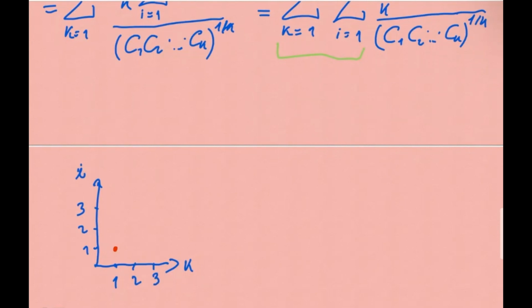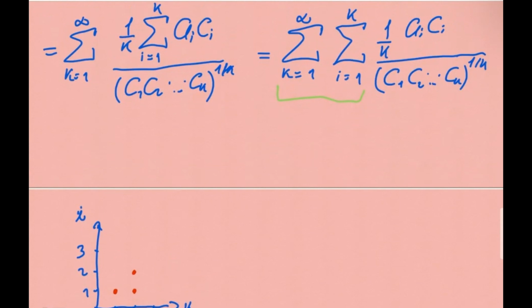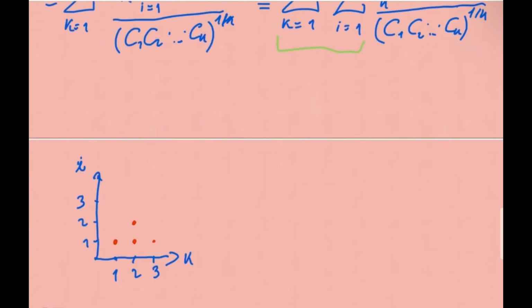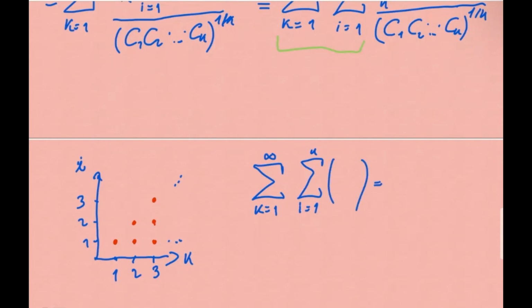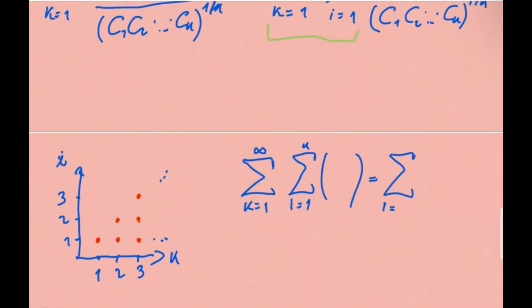Okay, let's move forward to k equals 2. In that case, i can be 1, and it also can be 2 because it sums up until k. If k equals 3, then i runs from 1, 2, and 3. What we have right now is k from 1 to infinity, and then i from 1 to k. So of course this goes to infinity. The term inside doesn't really matter that much for us right now. What we want is to have the i on the outside and k on the inside.